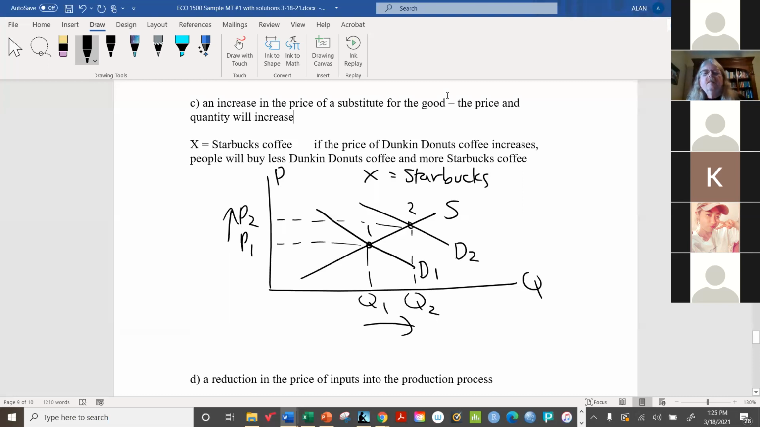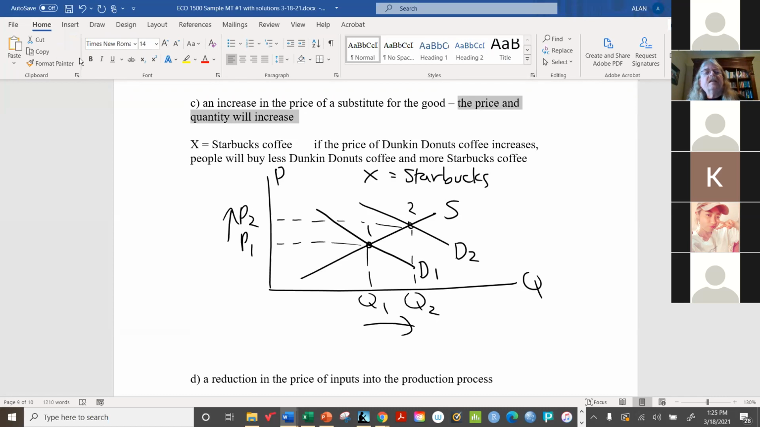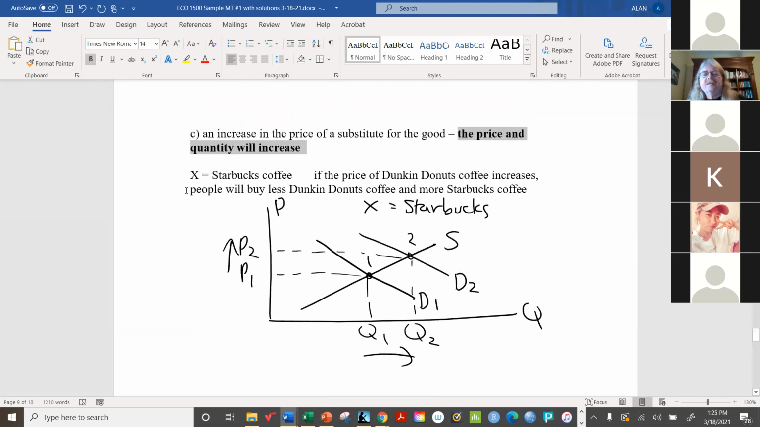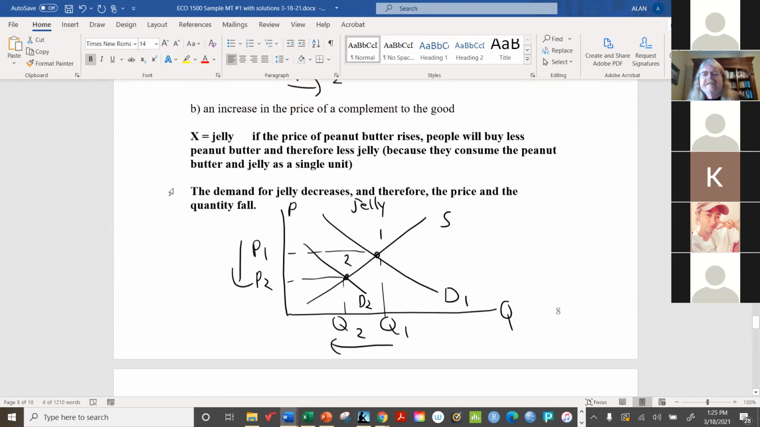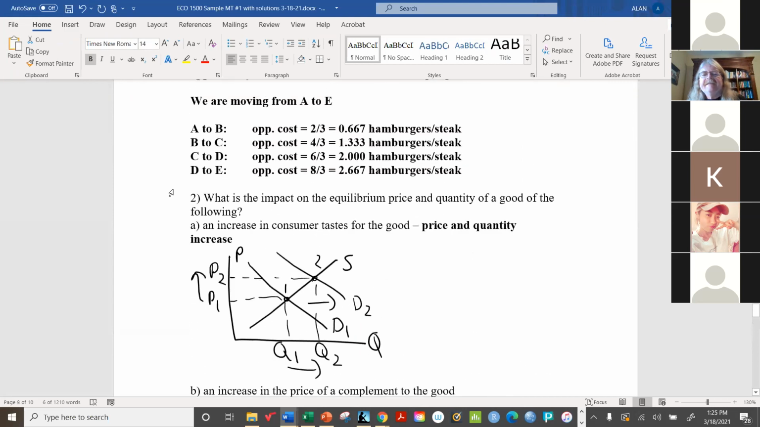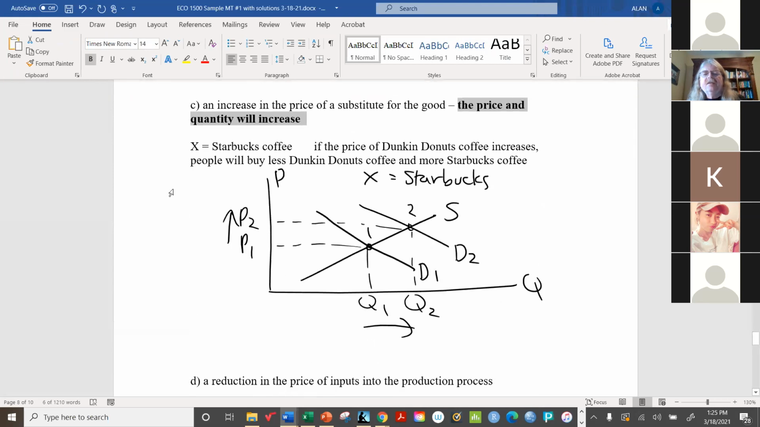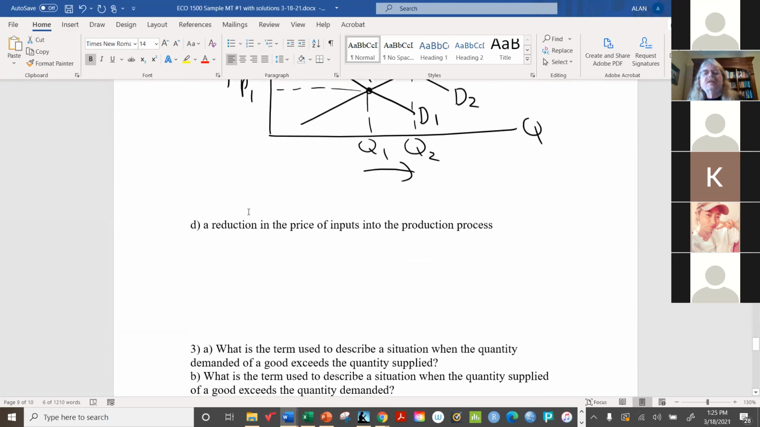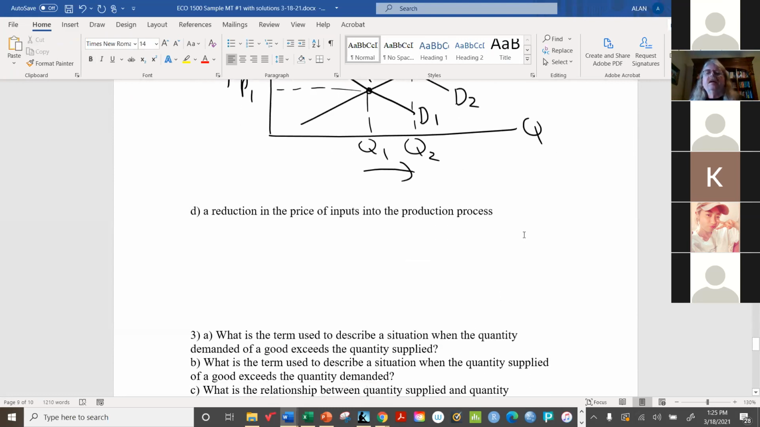Okay? Because those people are buying more Starbucks and paying more for it because of the fact that the Dunkin' Donuts became more expensive. Okay. And then there's one more, a reduction in the price of input. Okay, this is about supply, because it involves the cost of production.